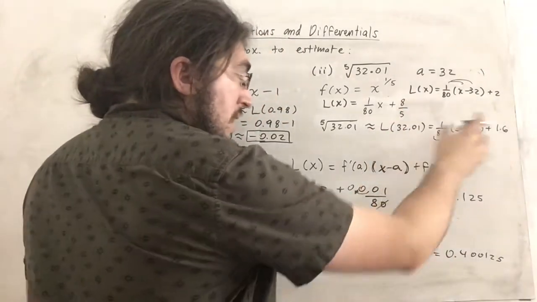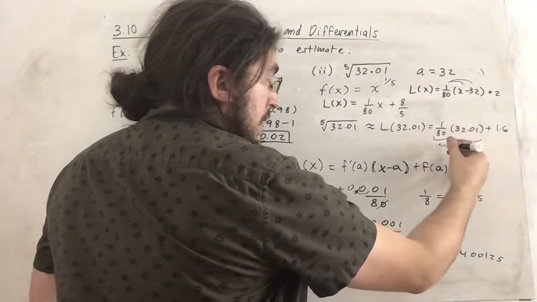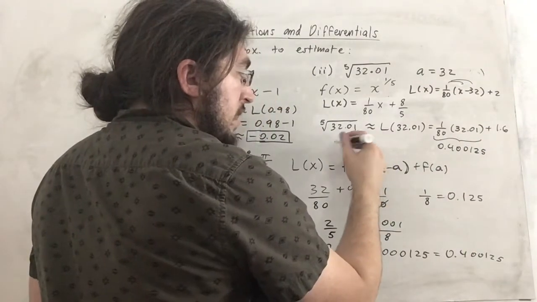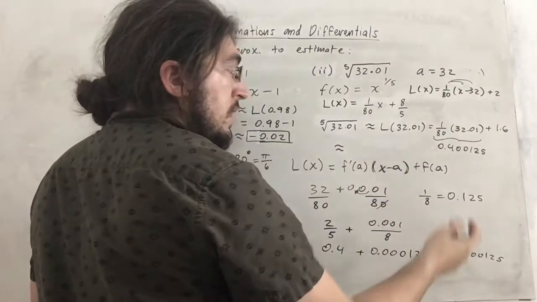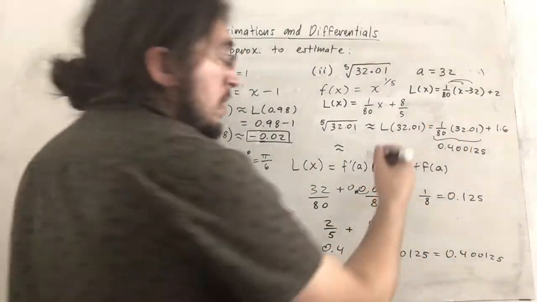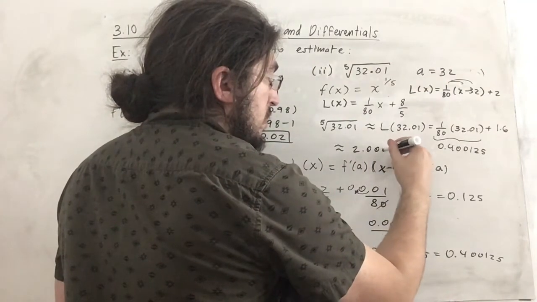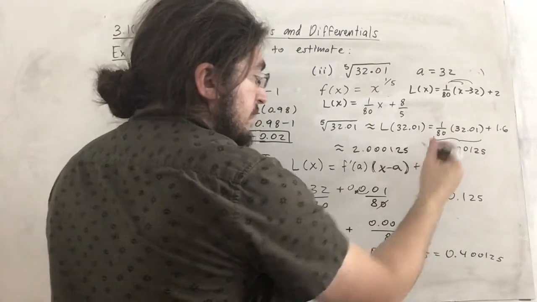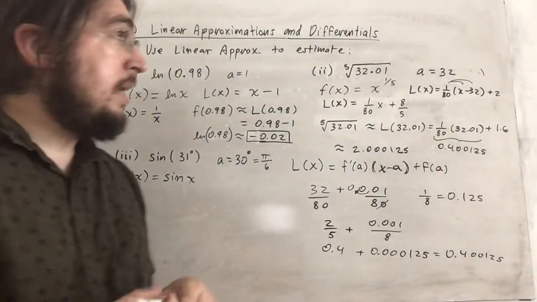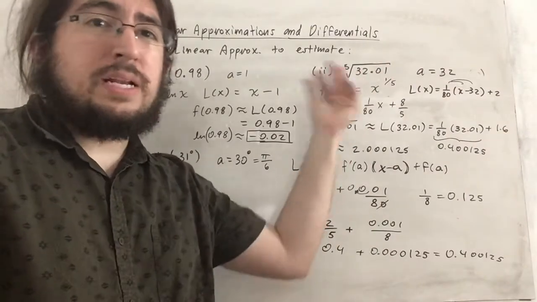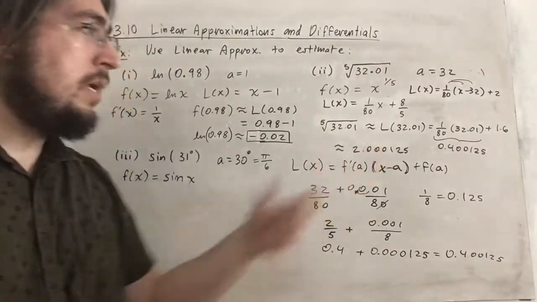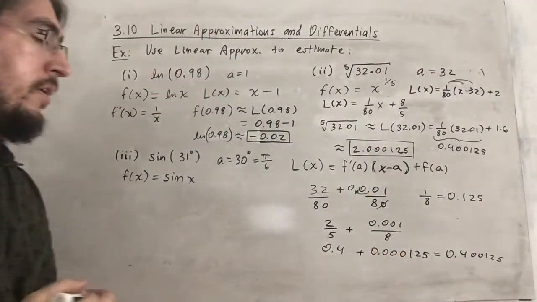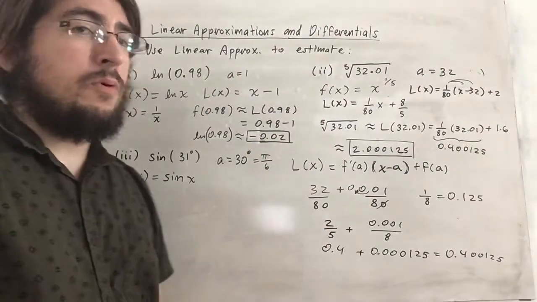So that means if you add these two, 1.6 plus 0.400125 will end up giving us a total approximation of, well, 1.6 plus 0.4 is 2, so this is going to total to 2.00125. And that makes a lot of sense because, again, the fifth root of 32 is 2. The fifth root of something a little bit bigger than 32 will be a little bit bigger than 2. And this is clearly a little bit bigger than 2. So this is our end approximation using linear approximation for the fifth root of 32.01.